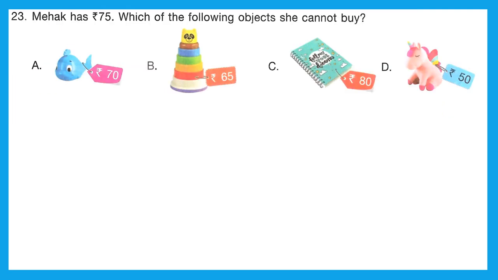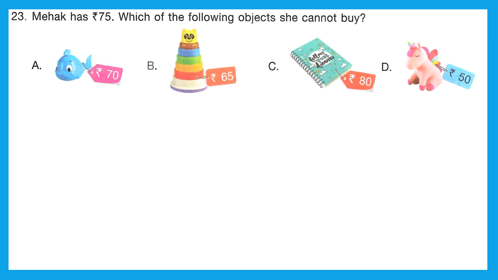Question 23. Mehak has rupees 75. Which of the following objects she cannot buy? So if you have 75 rupees, if I charge you 80 rupees for a doll, will you be able to buy it? No. So anything which is greater than 75, Mehak cannot buy. So we need to look for the one which costs more than 75.